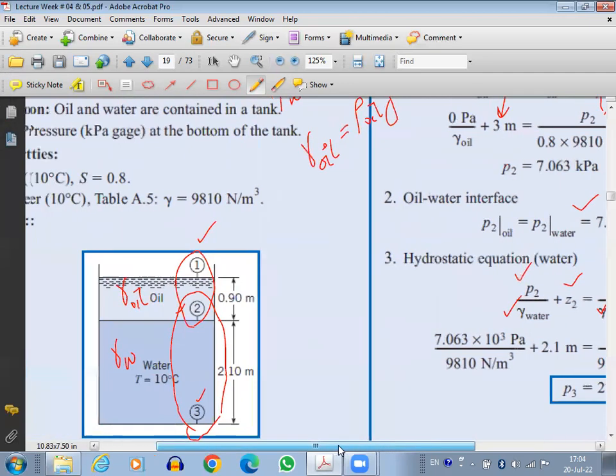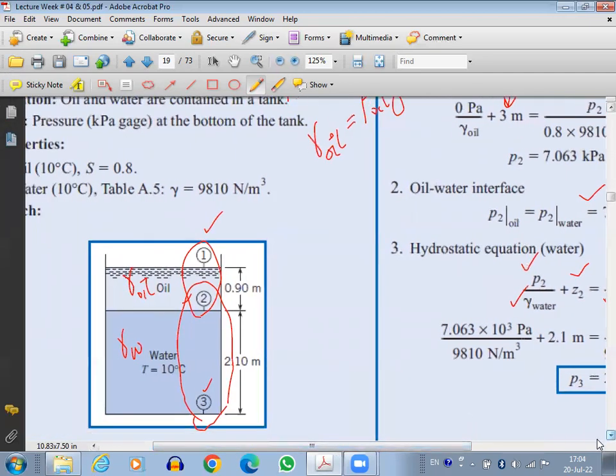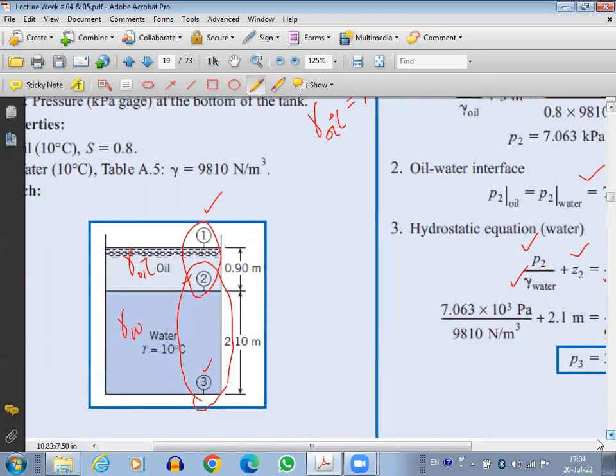Now I can do it in the form of a direct approach. If I do it directly, always start from a known pressure. So what is the known pressure here? It is 1, right? So P1. Then I'm first moving from 1 to 2, so I'm moving down. Since I'm moving down, it will be plus gamma h, but gamma will be for oil, and here the height will be of oil.